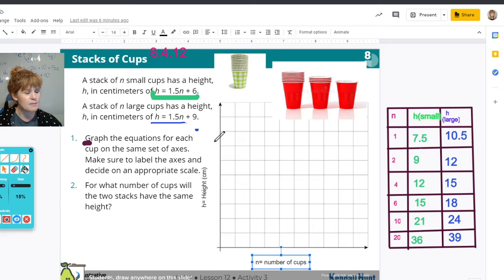So we need to label the axes. Let's go ahead and do that. I'm going to put the scale. I said label the axes. What I meant to say is scale. Sorry, excuse me. Let's put the scale on here.